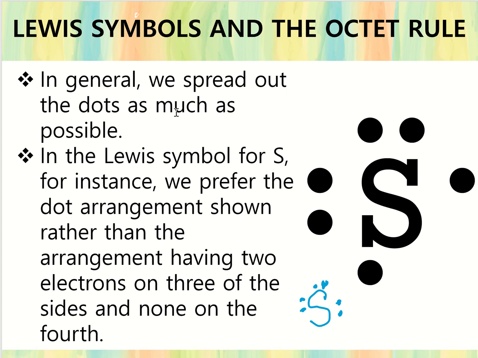So in general, we spread out the dots as much as possible. And so in the Lewis symbol for sulfur, for instance, we prefer the dot arrangement shown here rather than this one. And rather than the arrangement having 2 electrons on 3 of the sides and none on the 4th, which is this one, right? So it's more spread out, and that is the preferred way of writing the Lewis structure for sulfur.